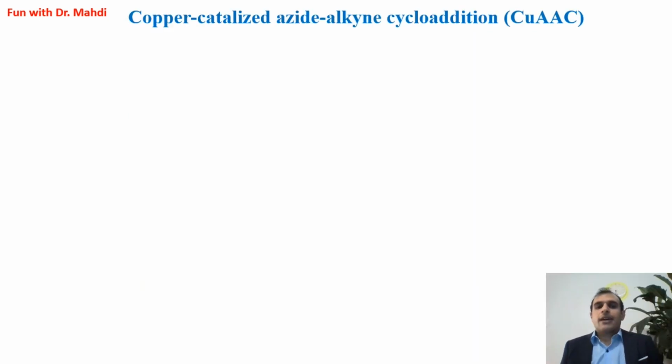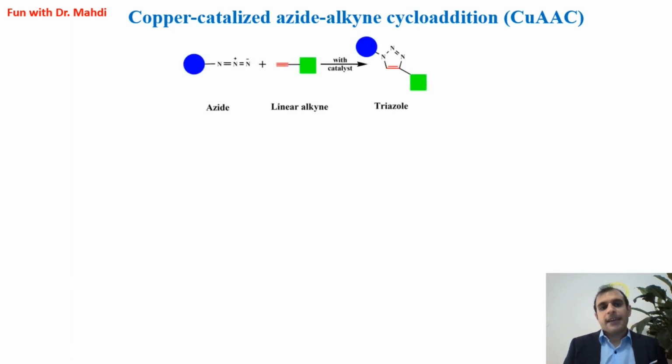There are many types of click reaction, but here and in this video I'm gonna explain to you about the most important ones, and I would like to start with the most popular type of click reaction. I would like to start with copper catalyzed azide alkyne cycloaddition or CuAAC. It's a reaction between azide and linear alkyne in the presence of copper as a catalyst.